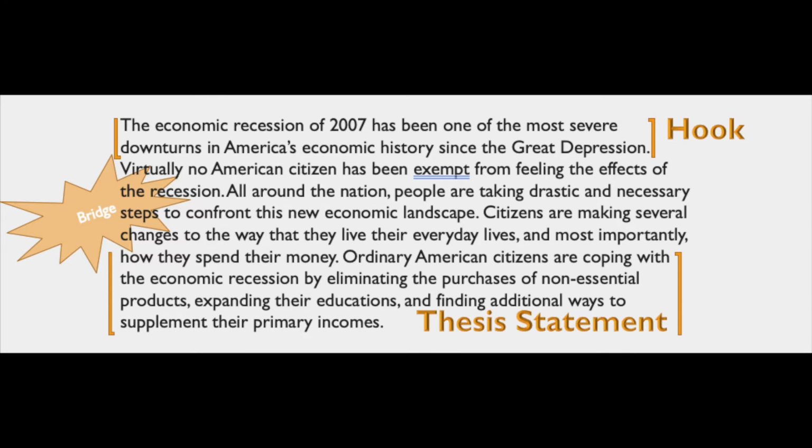Our thesis statement is that last sentence that begins with ordinary American citizens, okay? And it identifies the statement of purpose and the forecast elements that the essay is going to discuss. So the reader knows the essay is going to be all about how ordinary American citizens are coping with the economic recession, and they know that they're going to be talking about it in terms of eliminating the purchases of non-essential products. That's going to be body paragraph 1. Expanding their educations, body paragraph 2, and finding additional ways to supplement their primary incomes, body paragraph 3.